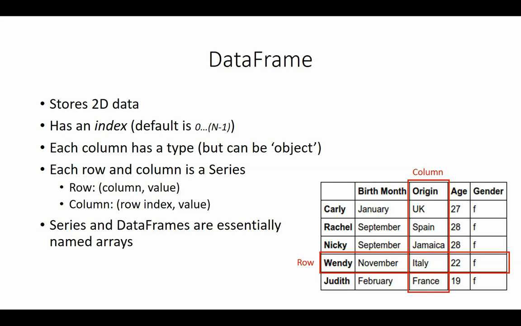Finally, you can think about series and data frames as essentially named arrays. So they're quite similar to NumPy arrays. You can think about series as somewhat equivalent to a one-dimensional array, and the data frame as somewhat equivalent to a two-dimensional array, only that you have the names associated with them, so it gives you a much more convenient way to access your data. So let's see code examples and see how it works in practice.